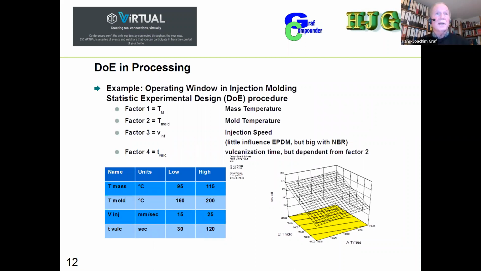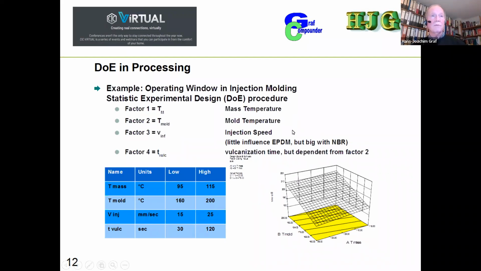And of course, when you look at processes, you do the same. You have here an example from injection molding. I want to know my operating window of the machine, and you can do that with a statistical process model in a very short time. Actually, for this type of experiment, you need 9 experiments for a fractional factorial design, and you can do that in 1.5 machine days, which I did on a large scale.